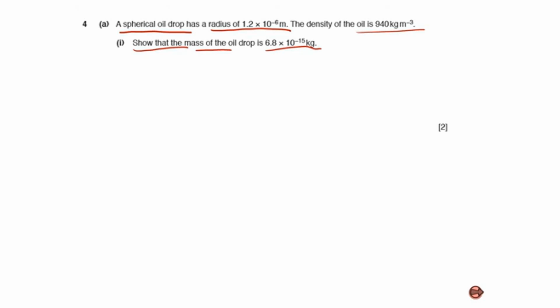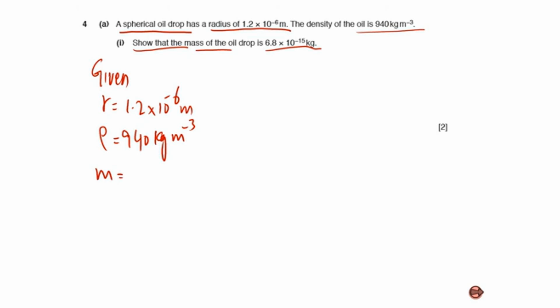So the first thing we need to understand is what is given. Simply we can write down the radius is given to us. So radius is equal to 1.2 times 10 to minus 6 meters. Density is also given to us. So we can write down density is given. So this is equal to 940 kgs per cubic meter. Next thing we need to find is the mass.